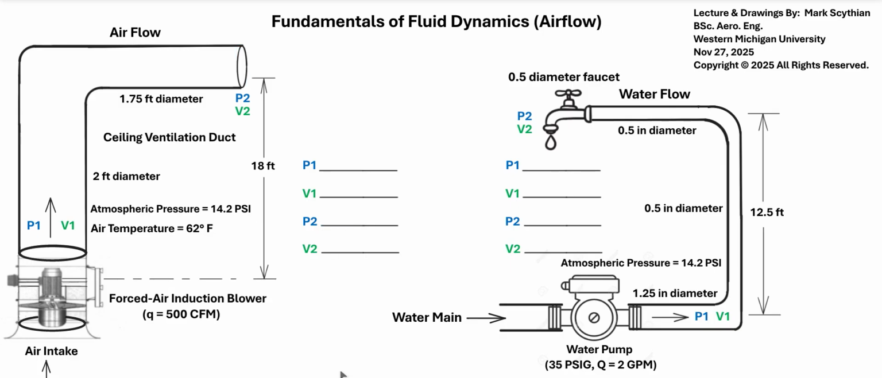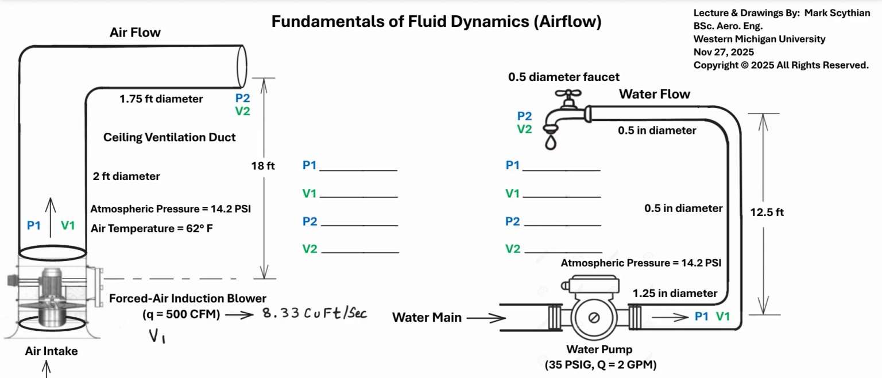So the first step is to calculate the cubic feet per second airflow. So we just simply divide the CFM rating into 60 seconds. So we get 8.33 cubic feet per second airflow.